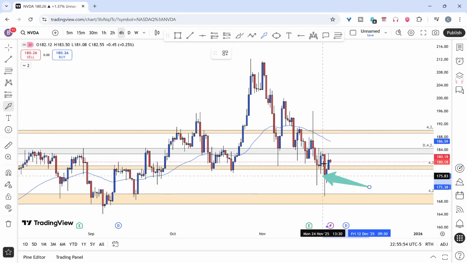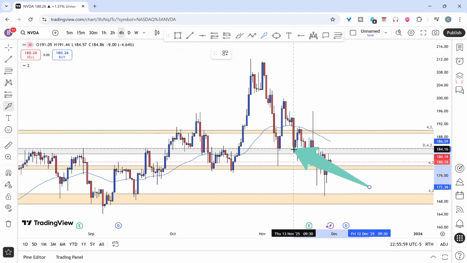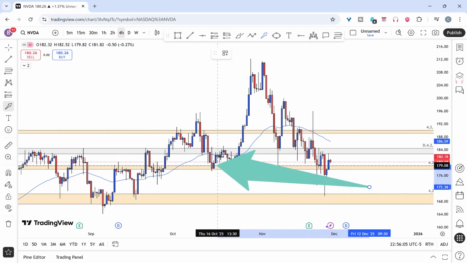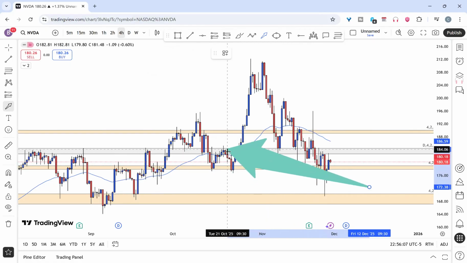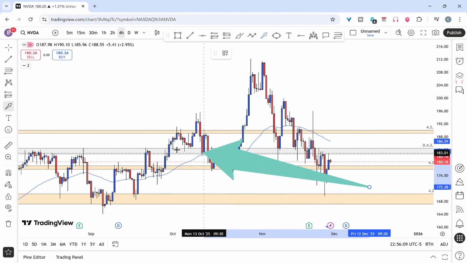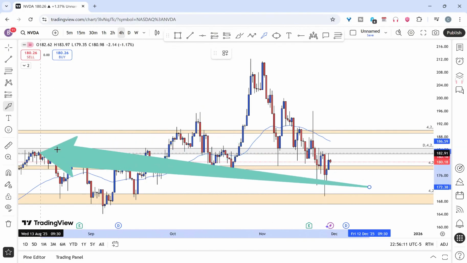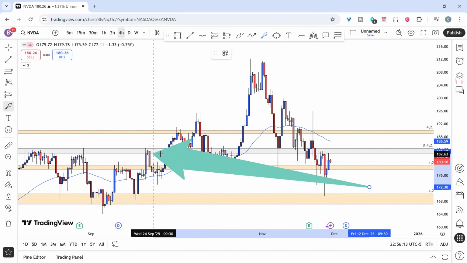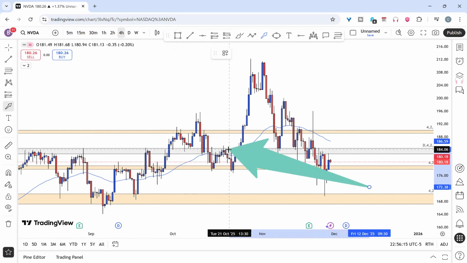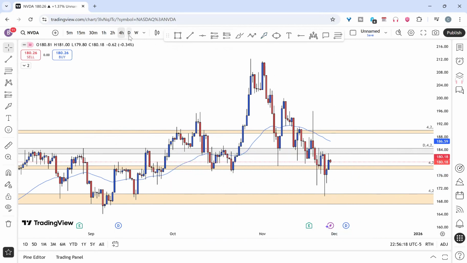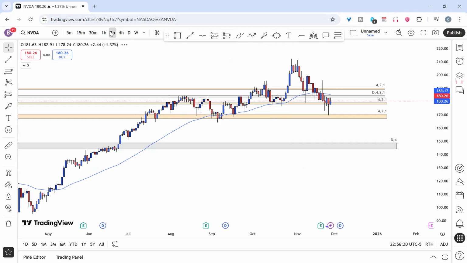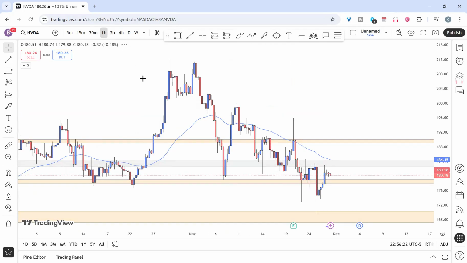So on the 4-hour, it went up, it failed. It went down and failed, came back up. Went down, failed, and came back up. Went up, failed, and came back down. And you see all the price action, all the points where it has failed on the same level on the 4-hour, on the daily, on the 2-hour, and the 1-hour.